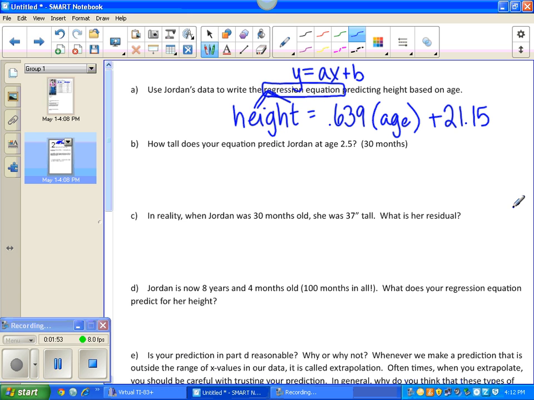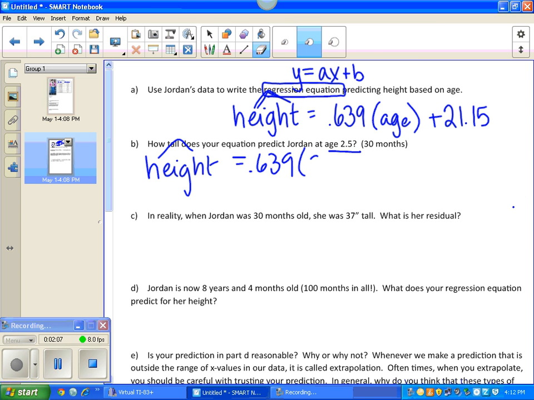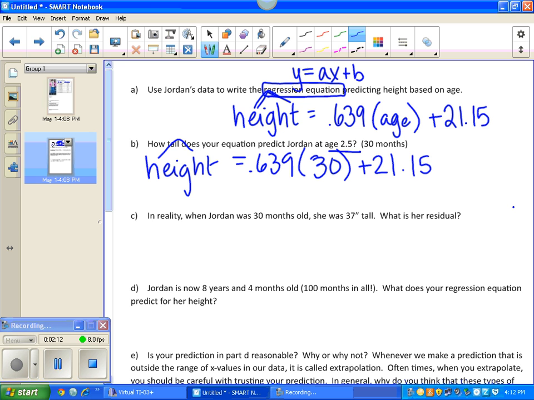So the next question we're asked is, what does it predict when her age is 2.5? So I'm going to do her predicted height. It's 0.639 times 2.5, which means 30 months. So make sure you use the 30, plus 21.15. Now using your calculator, all you're doing is plugging in here. And you should get 40.32, don't forget your units, inches.